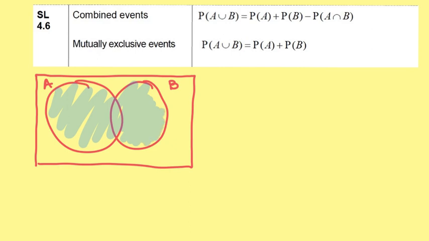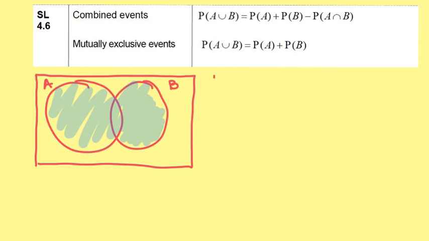But that is equal to the probability of A plus the probability of B minus the intersection, because when you add the probability of A and the probability of B, you've actually counted the intersection twice. So, because the intersection has been counted twice, we have to take it away from the probability of A and the probability of B.